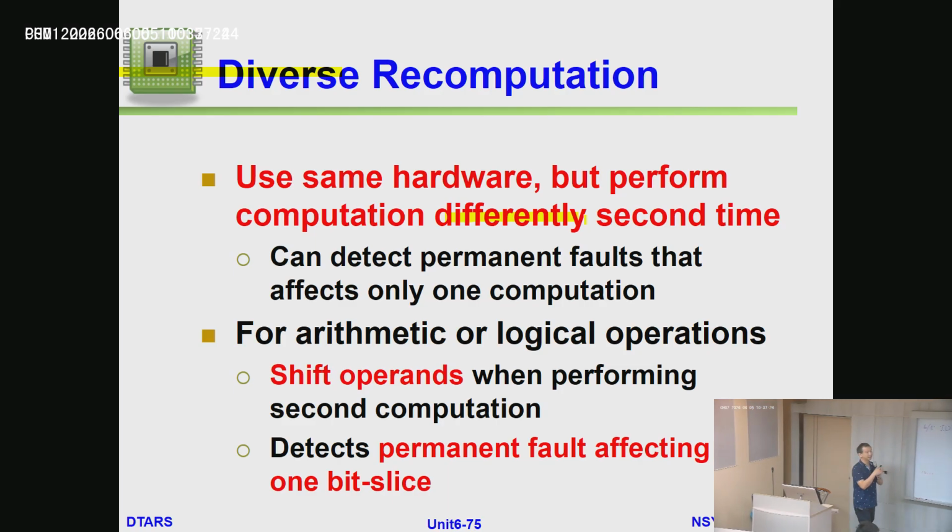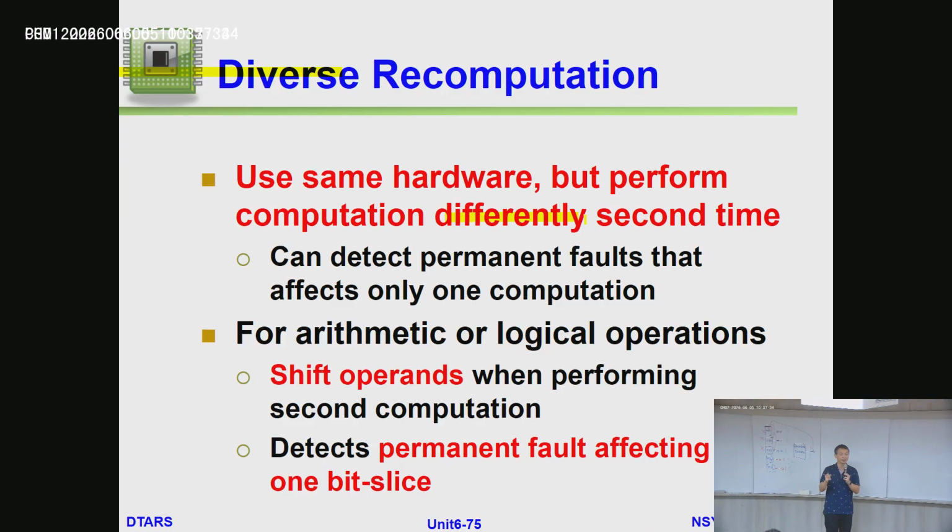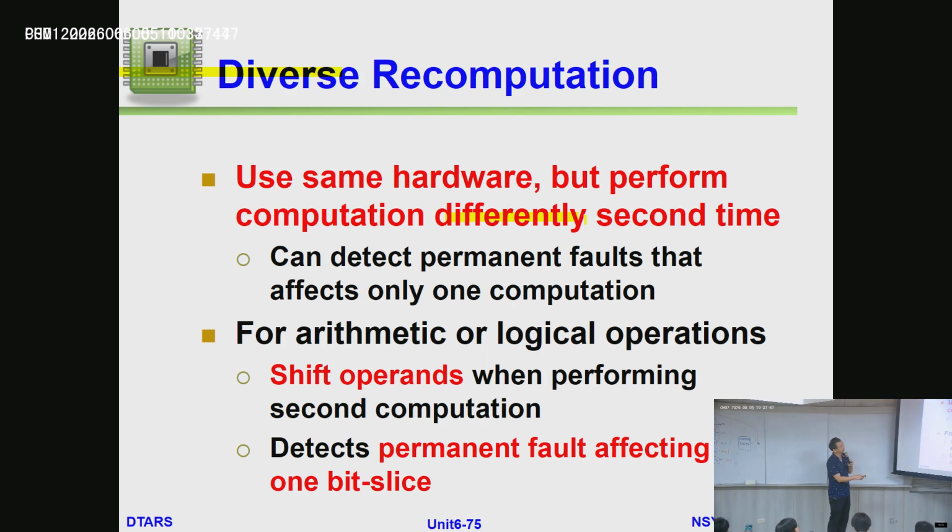So here, the keyword. In our previous slides, we all assumed that if we do the operation a second time, the computation is exactly the same. That is why we cannot detect permanent faults. However, if we allow the system to perform the computation differently the second time, then it becomes possible to detect some permanent faults. So for example, how can we do that? For arithmetic or logic operations, we can try to shift the operands.